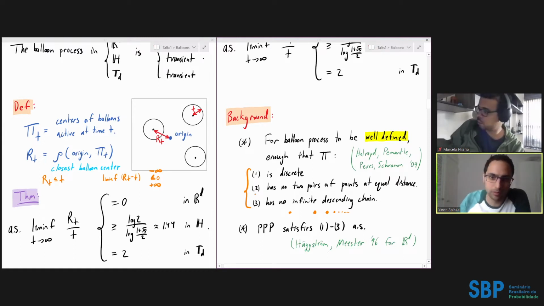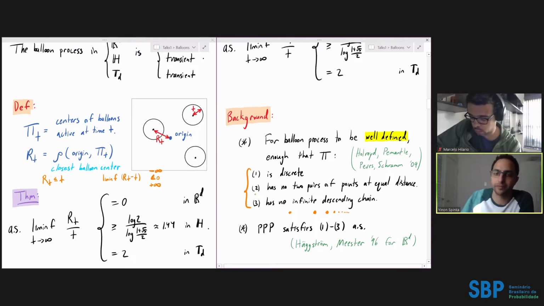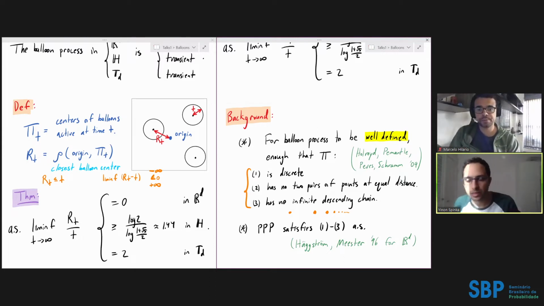Maybe I didn't stress this before, let me just stress this now. The only randomness in the balloon process is in the initial set of points, in the Poisson point process of the points you start with. Once you choose those points, everything evolves deterministically. And the fact that the Poisson point process satisfies these three properties, at least for RD, was shown by Haggstrom and Meester, but the same types of ideas, which are not too difficult, go through for all of these examples I'm talking about today, and for other reasonable spaces.